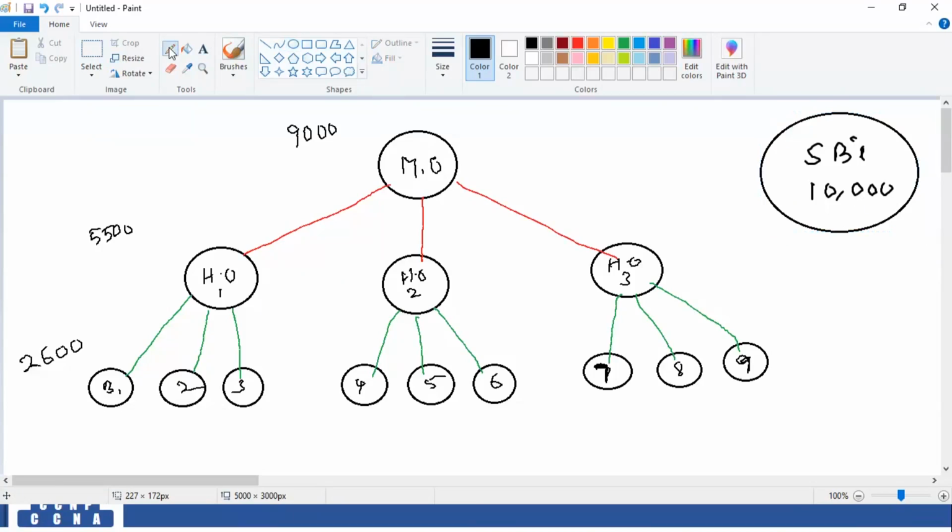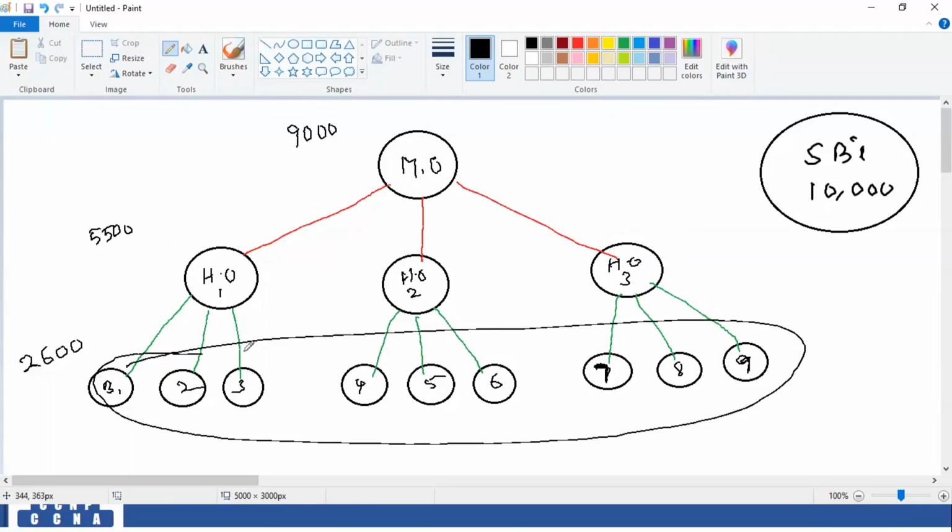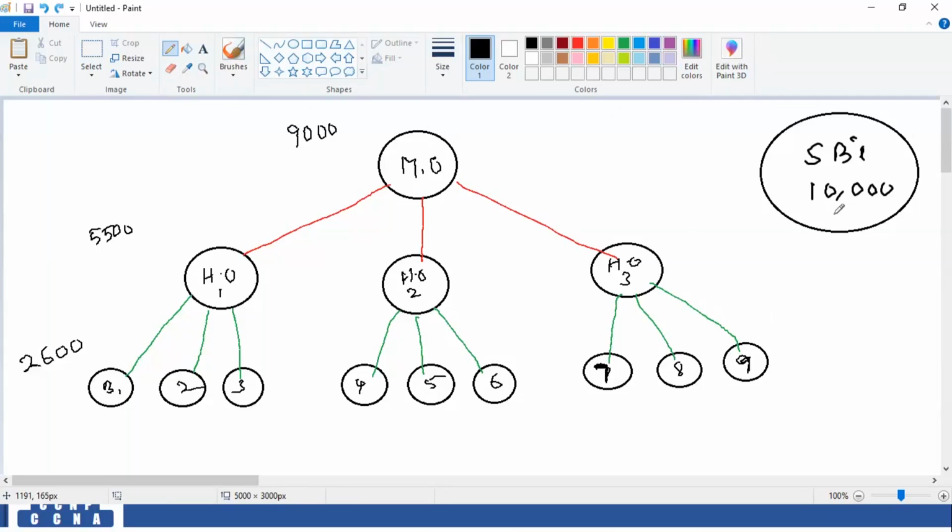There is a rule in OSPF: each router should maintain what? A full picture of the topology. So the main office router should maintain how many routers' links information? 10,000. Then what about head office routers? They also should maintain 10,000 routers' links information. Then what about your branch routers? Branch routers also will maintain 10,000 routers' links information. So each branch router should maintain 10,000 routers' links.